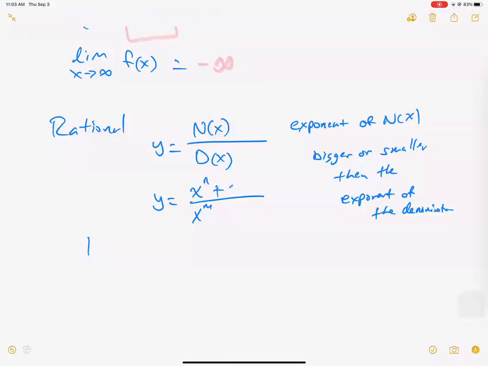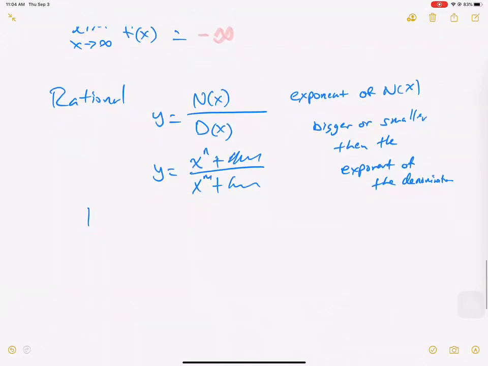Just scratch the rest. Okay? Because we only care about the biggest bully. Just like our last round, we don't care about the smallest bully, just the biggest bully here. So the first rule is if m is greater than n, then we have a horizontal asymptote at y is equal to 0.